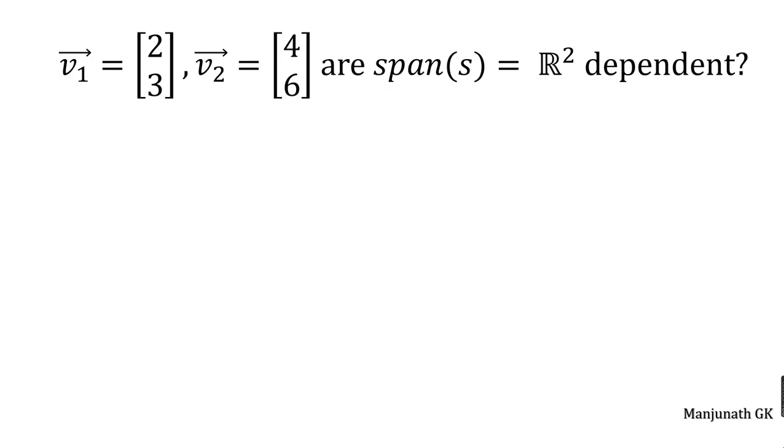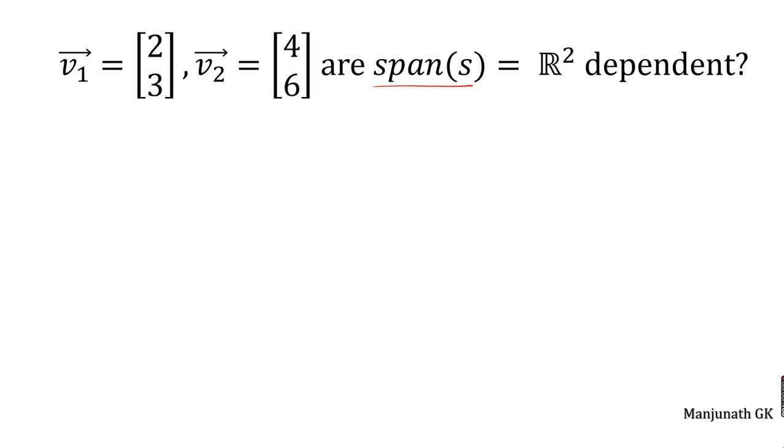Now, here two vectors are given. The question asked is: is the span of S, that is R2, dependent? They have not only asked whether v1 and v2 are dependent; they have asked us to first calculate the span of S, and later, whether that span is dependent. What is span? All possible linear combinations of the given vectors.